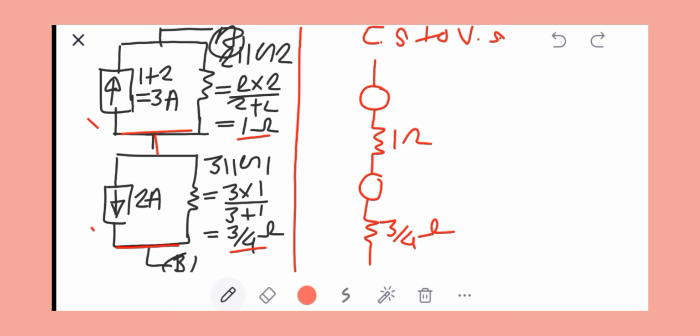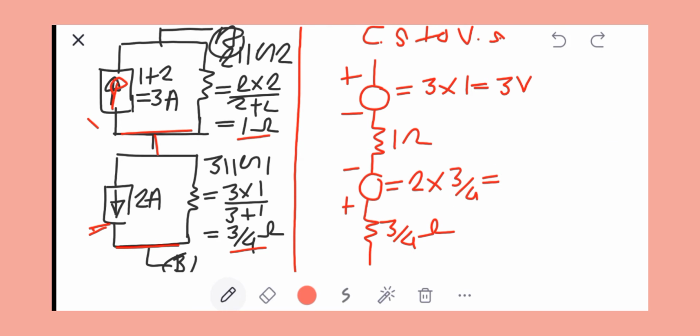Now for this, the direction is upward, so the polarity is plus minus, and the voltage is nothing but current into impedance, how much? 3 volt. Similarly for this, it is downward, so what do we write for downward? Minus plus, equal to current 2 into 3 by 4, how much? 3 by 2 volt. Clear? Now yes, 3 by 2 volt.